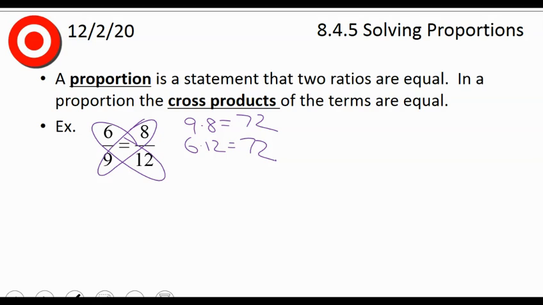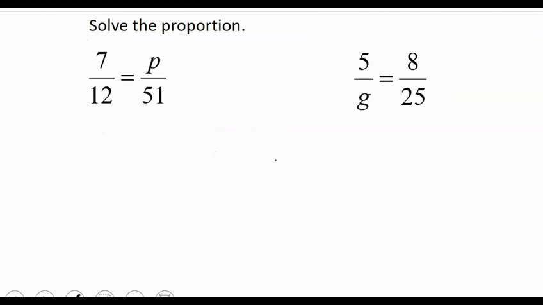So if I know that, that means I can solve proportions with variables. So I look at these examples on the board here. I got 7/12 equals P over 51. And what I can do is I can solve this proportion.